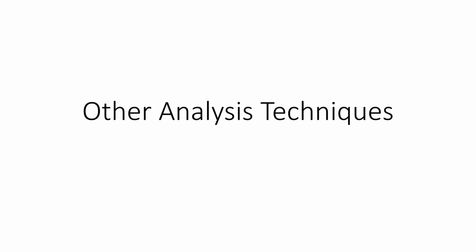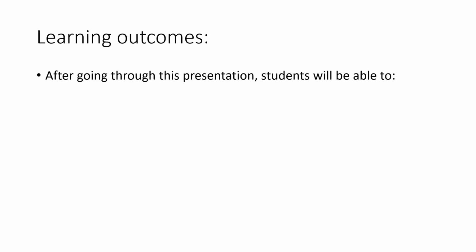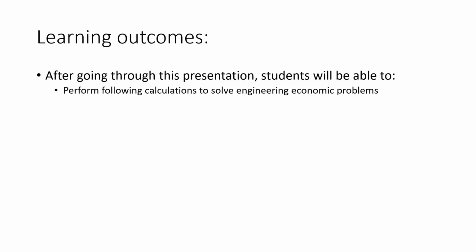Other analysis techniques. This is Chapter 9, Part 1. Following are the learning outcomes. After going through this presentation, students would be able to perform calculations involving engineering economic problems associated with future worth and with benefit cost ratio. These are the two topics, particularly benefit cost ratio, we have to be extremely careful about.